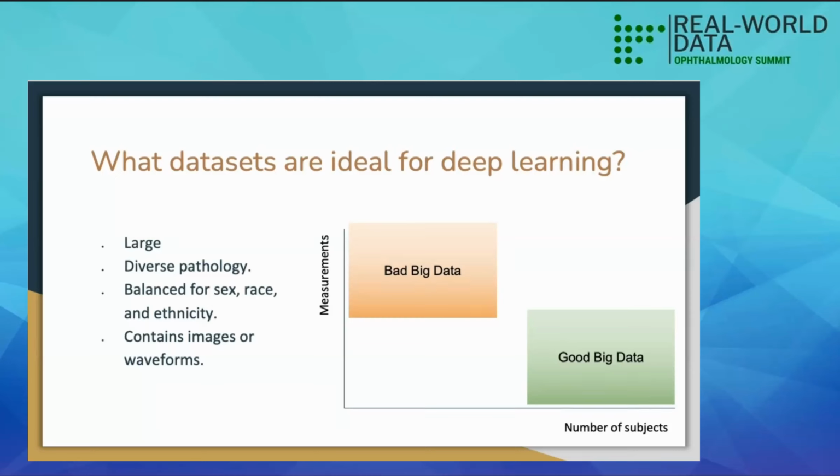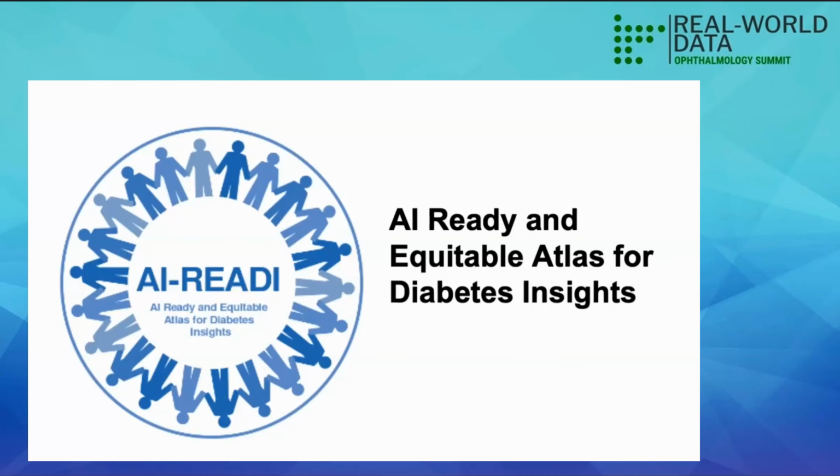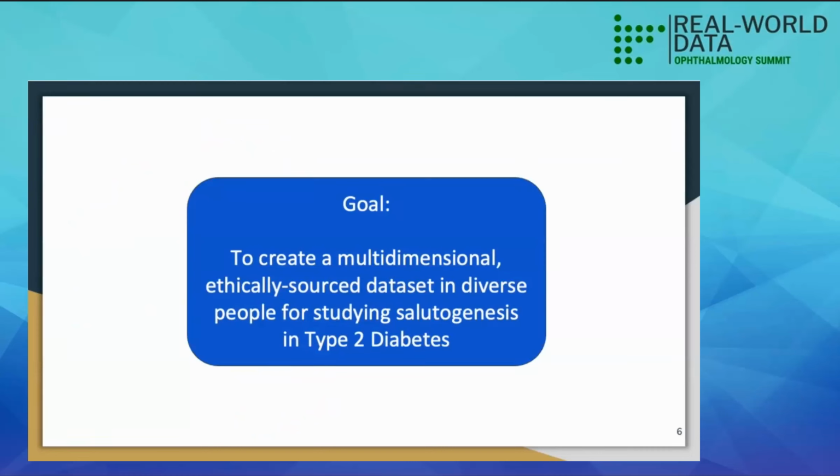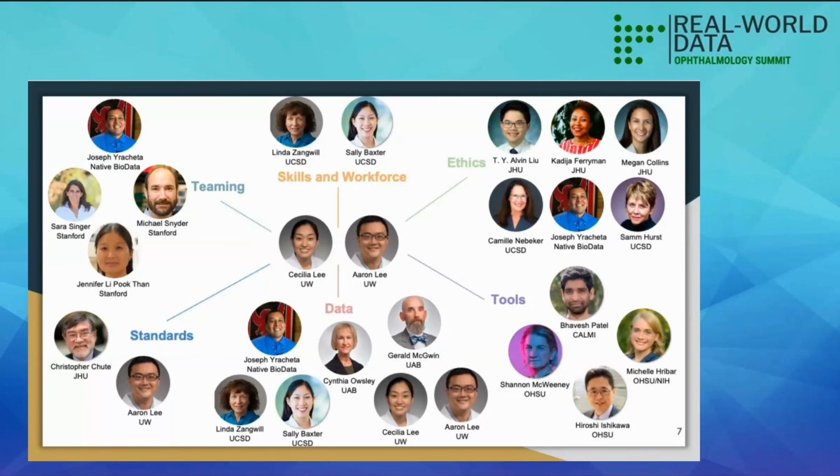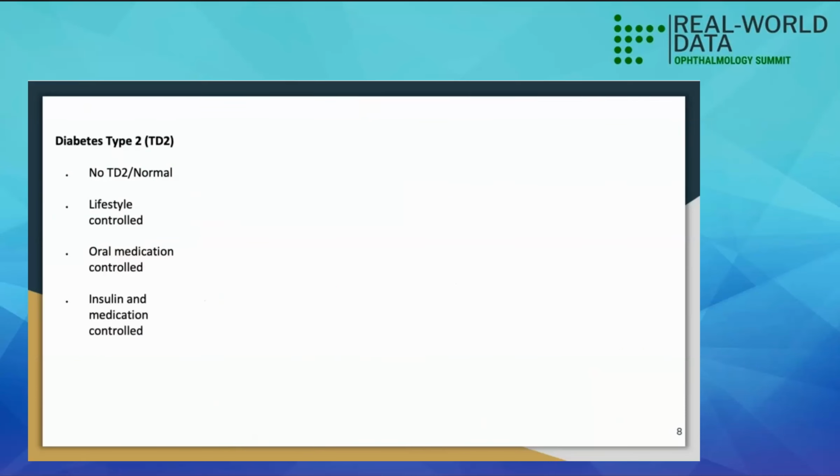And the reason why I'm talking about this is because I want to highlight an effort that we are leading up called AI Ready, where we are trying to generate a very large, multidimensional, ethically sourced data set for studying type 2 diabetes. This is a very large effort with many PIs spanned across the nation. But what we're trying to do is build a data set that would work very well for understanding type 2 diabetes. And here I'm not talking about diabetic retinopathy, but really about type 2 diabetes as a whole.